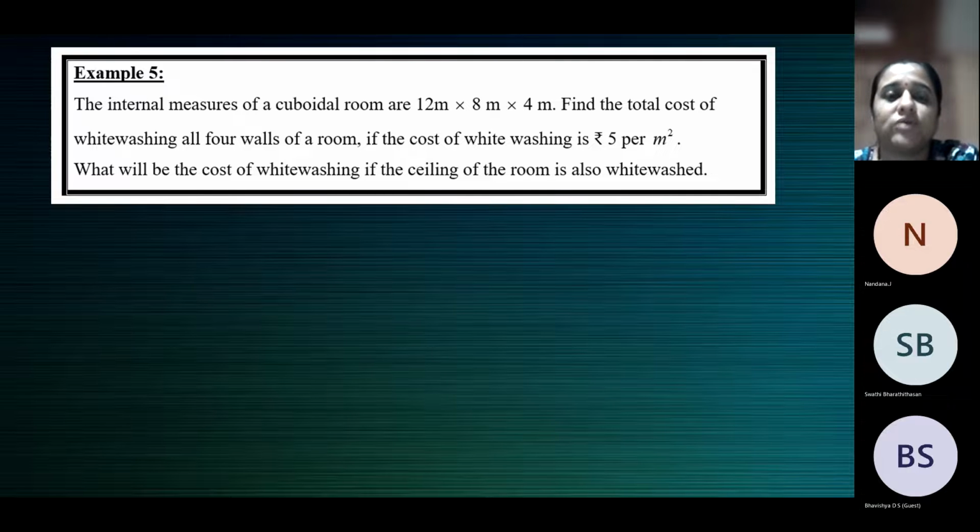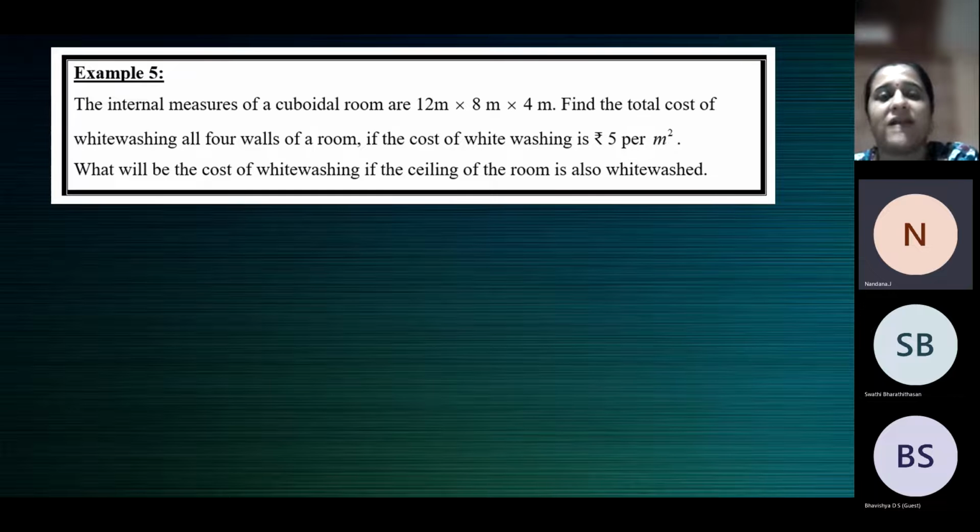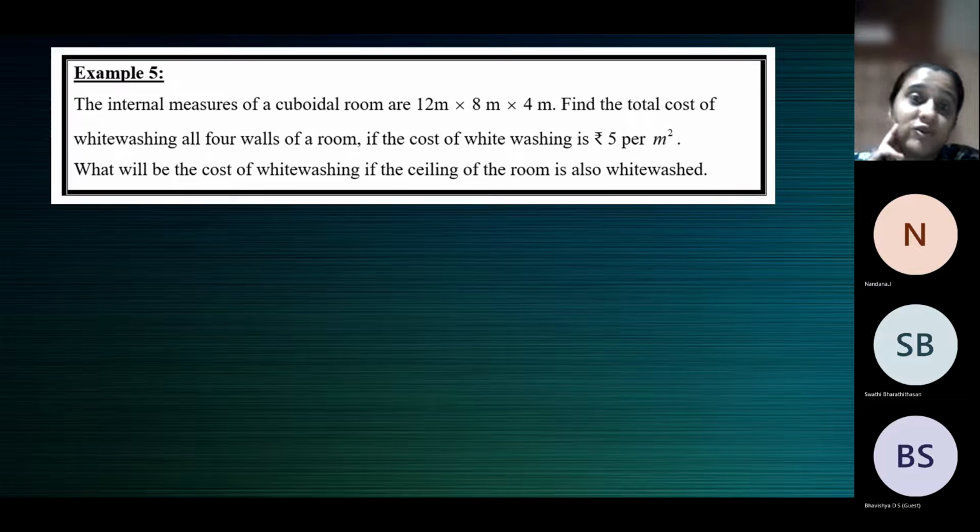If you look into your books, how did we find the curved surface area? That is the area of the four walls, the four surfaces. We found the area of each surface individually and we added. For a cube we got 4a square. This is cuboid, so it is 2h into L plus B. So children, please remember the curved surface area can also be interpreted like this.